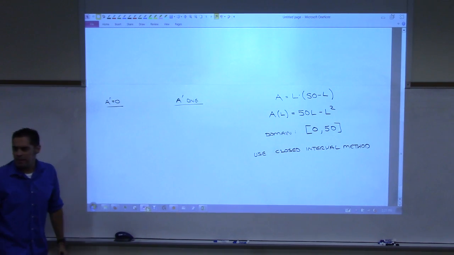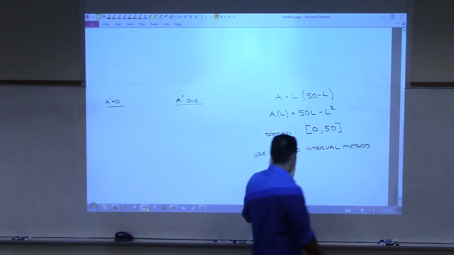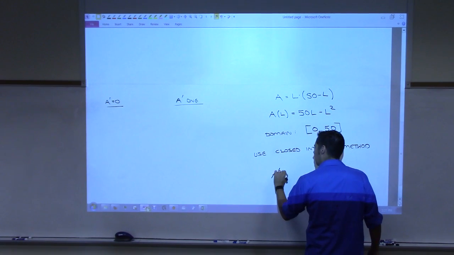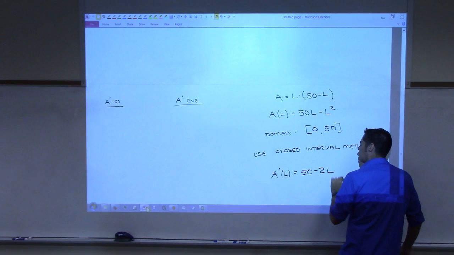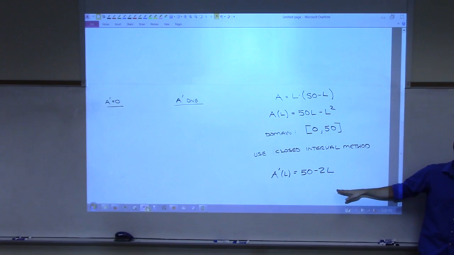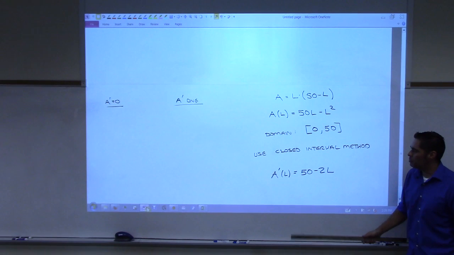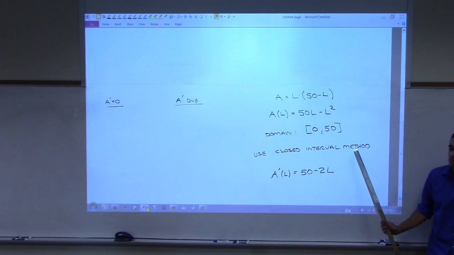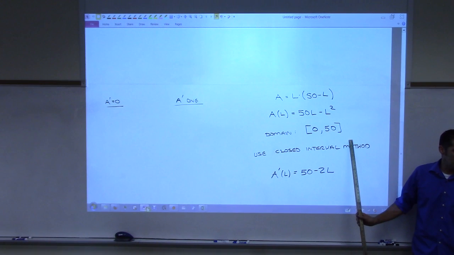So what was my derivative? 50 minus 2L, right? So I'm going to put it here, A prime of L equals 50 minus 2L. And now to find the critical numbers, we set that to 0, and we figure out if it's ever undefined. And I didn't mention this. I'm assuming y'all were very comfortable with this. We can only use the closed interval method if this was a continuous function on the closed interval. But we don't even talk about that anymore.